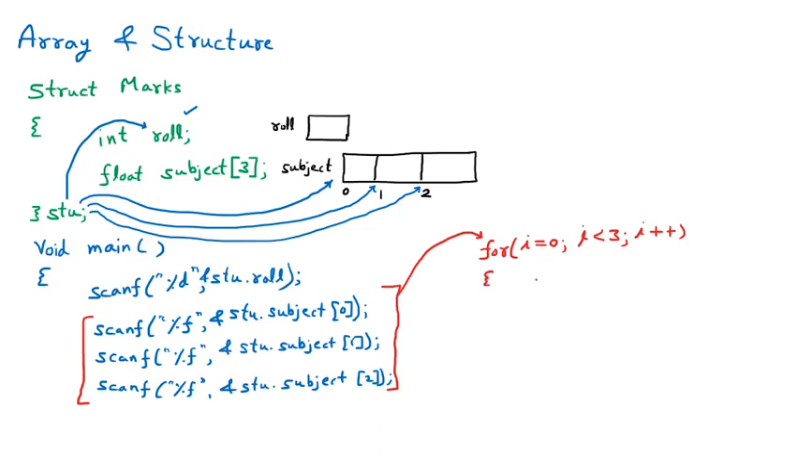Inside that we will simply write scanf percentage f for the float value. Then we are saying address of stu dot subject. Now in the subject we are passing the I. So here if we are passing the I, the value of I will become 0, 1 and 2 while running the loop, and it is equivalent to the previous statement.